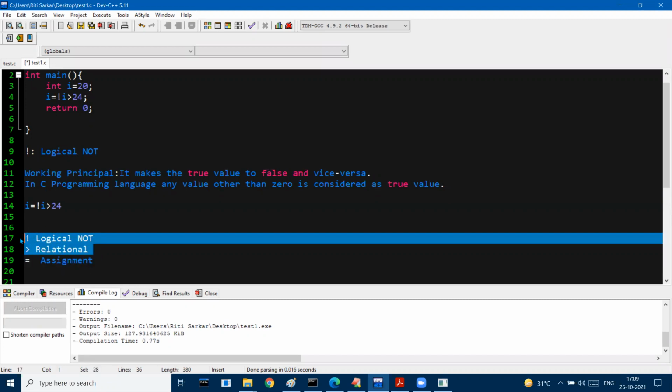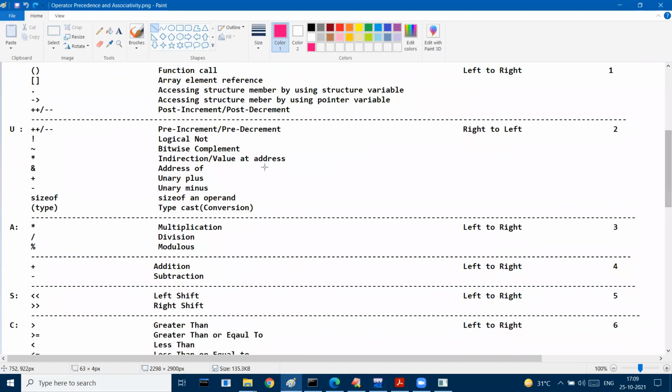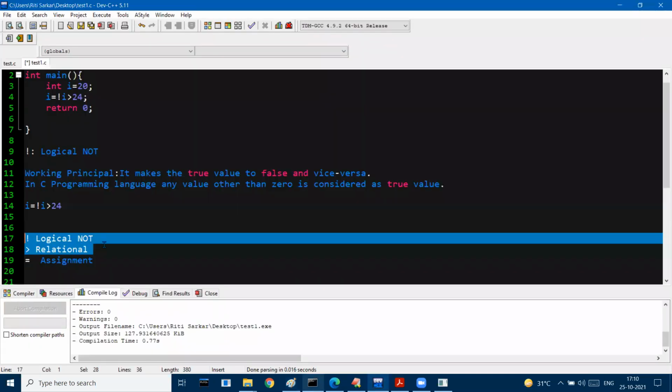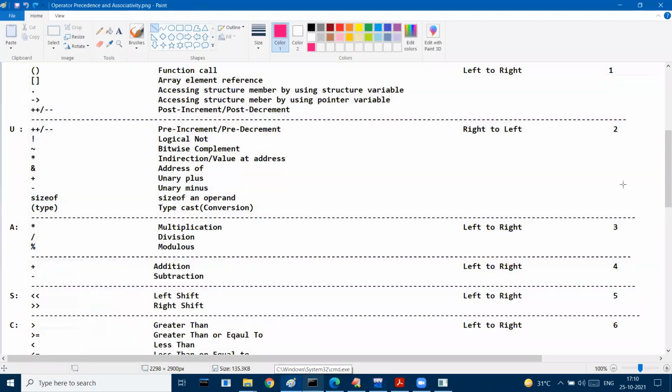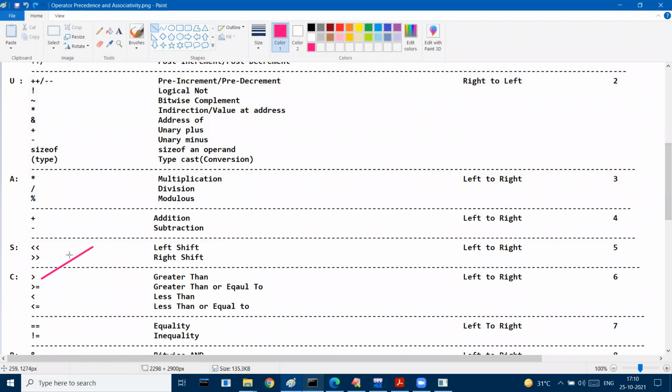Now the fight is between these two. Logical NOT has a top level precedence. Check it out. This is where logical NOT is present, at the second level. After that, we have the relational operator somewhere in the middle of the table. See, this is where the relational operator is present.